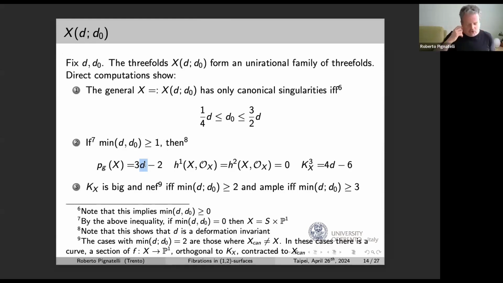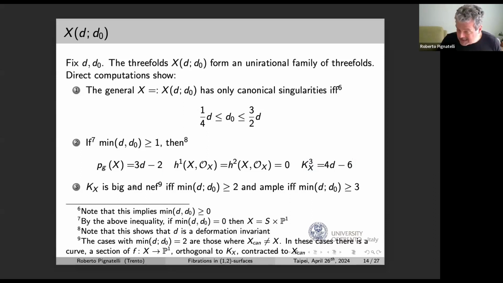So when I go to study moduli, as I want to do soon, I will fix D and move D0. So PG is 3D minus 2, no irregularities are around, and the volume is 4D minus 6, which is, of course, 4/3 PG minus 32. I hope I haven't made any typo.